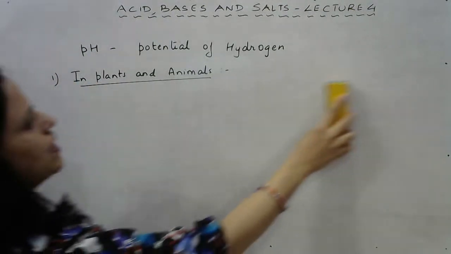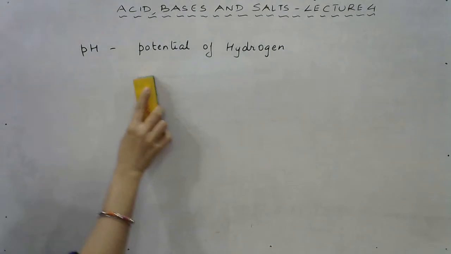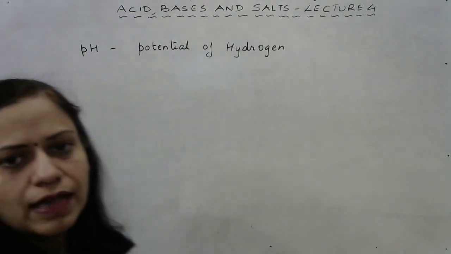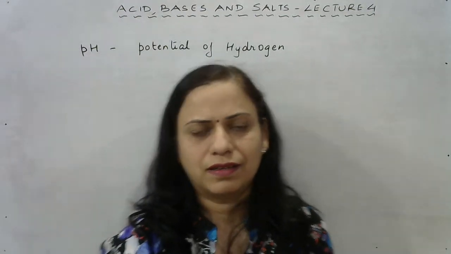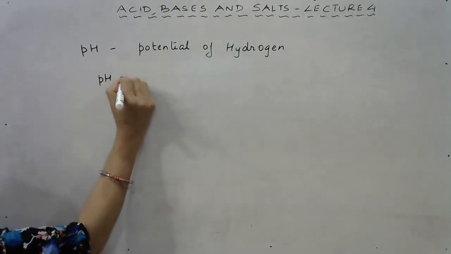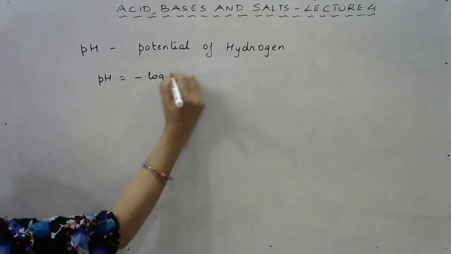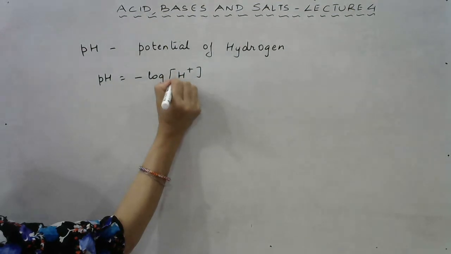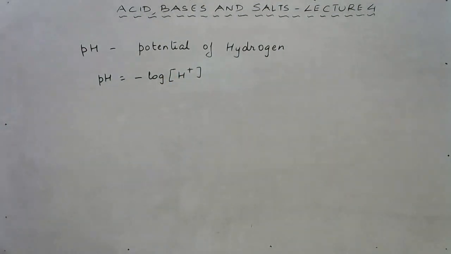Mind it, I have taken up this topic only according to the level of class 10, how much is required for class 10. Actually, there's a small addition to this: pH is the negative log of hydrogen ion concentration. This is a mathematical formula for calculating the pH, but it is not a part of the class 10 syllabus, so that is why I am not taking this up in detail, right?